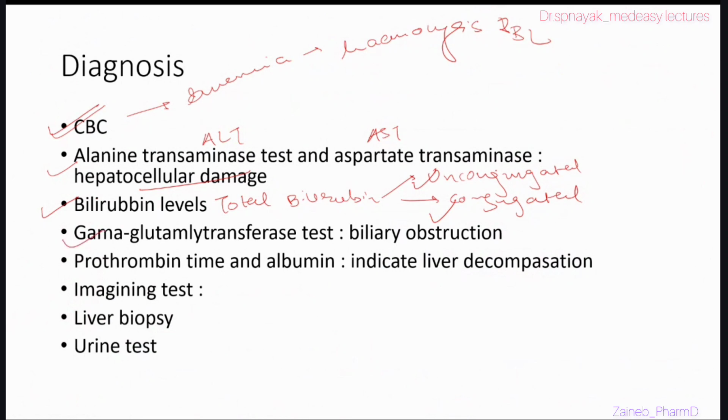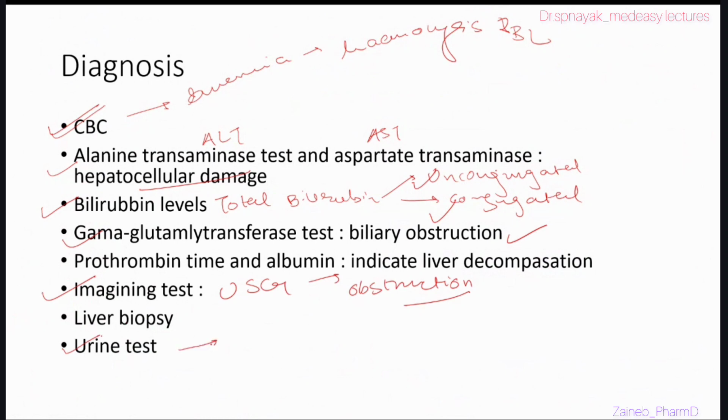Then we can have the gamma glutamyl transferase test for biliary obstruction, to see if there is an intrahepatic or extrahepatic obstruction due to any stone. Also, it can be ruled out with the imaging test, the USG. Okay, we can rule out any obstruction. Also, to rule out any obstruction, we have the urine test.